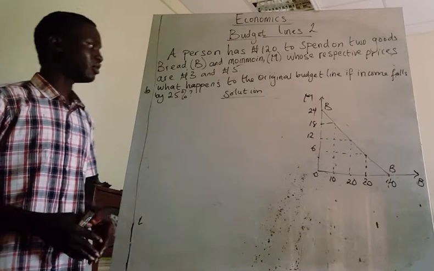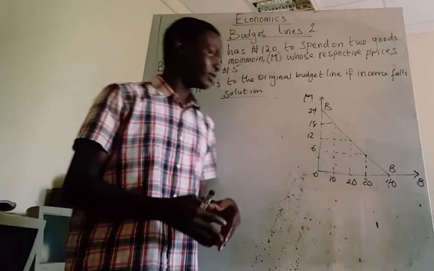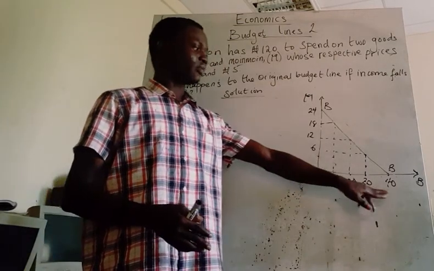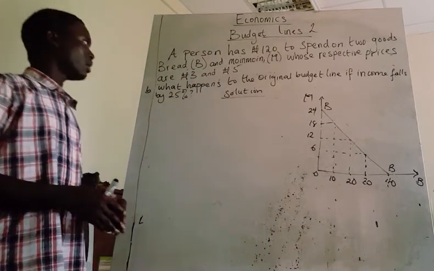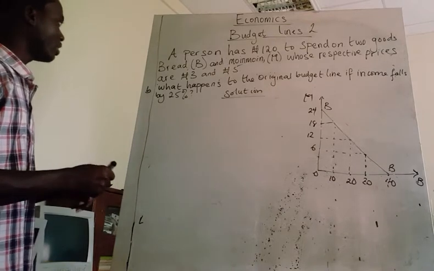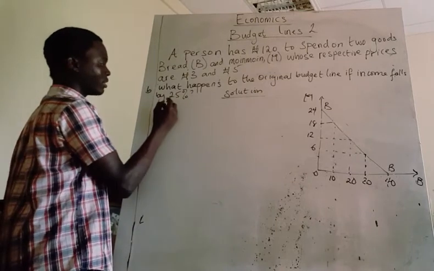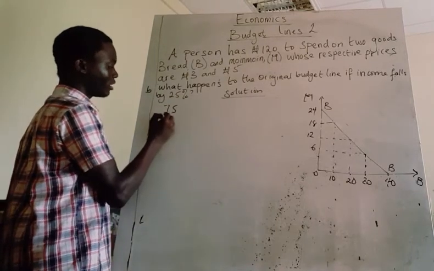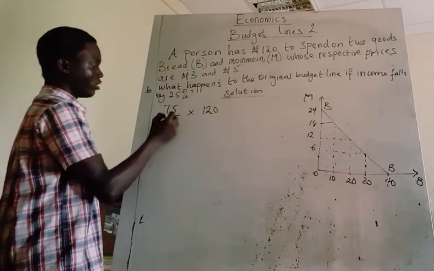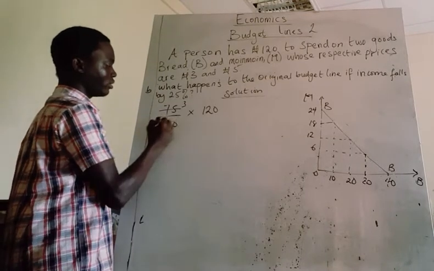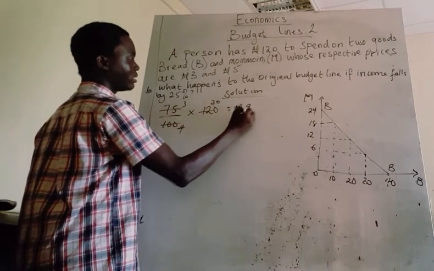If our consumer is willing to spend all of this reduced income on bread, we theoretically expect that he won't be able to buy up to 40 loaves of bread anymore. It has to be a lower value. So let's see that. The income was 120. If it falls by 25%, our consumer only has 75% of his income left. So we have 75% of 120, and that gives 90. So now our consumer's income is 90.